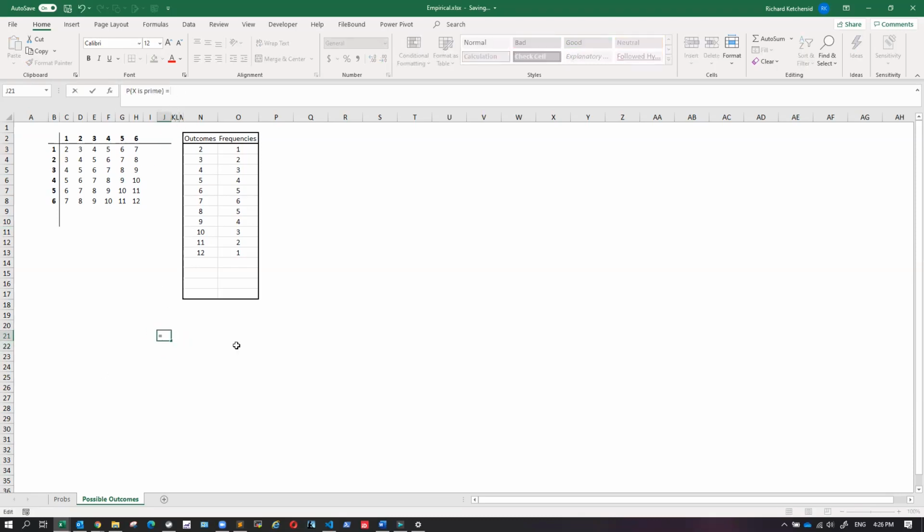Okay. And here we're going to have two ways that we can think about this. One way is this: let's count the number of things in an event E, over the number of, and I'll put O, where E equals the event that the sum is prime, and O equals all possible outcomes.